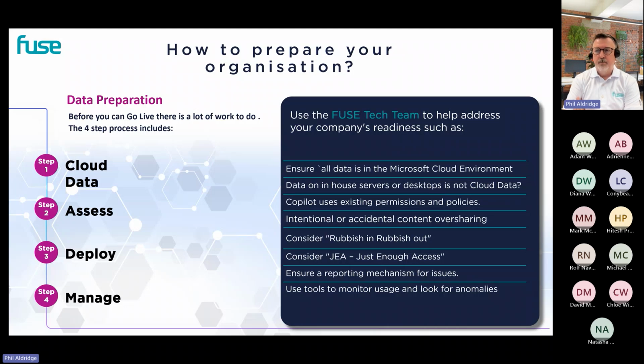You have to make sure that you've got permissions and policies in Microsoft set up properly. This is really, really important, because when you've got a file within a folder, within a folder, within a folder, within a folder, most people won't know that they have access to that file. So they'll never see it and they'll never find it. But Copilot can easily find that. So one of the biggest problems with implementing AI within an organization from a Copilot perspective is intentional or accidental content oversharing. You really need to make sure that people have just enough access and nothing more.